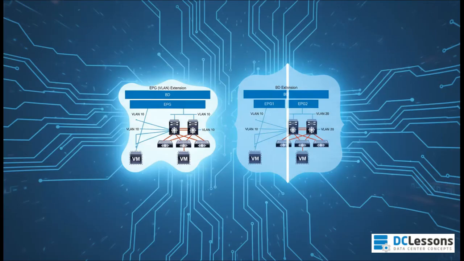And this side-by-side really nails the difference visually. Look on the left, that's EPG extension. You've got one single wide EPG that stretches across both the internal VM and the external network, all on VLAN 10. Now look at the right, that's BD extension. See how you have two totally distinct EPGs? They're living inside the same bridge domain, sure, but they are separate. This is the core architectural choice you have to make.